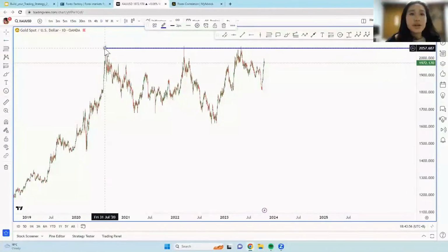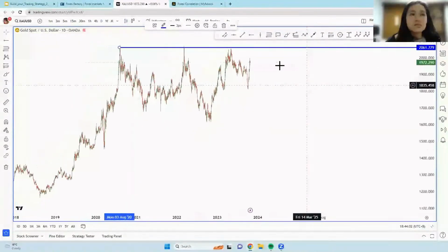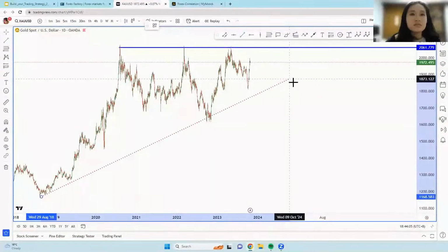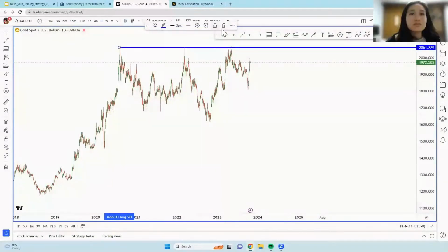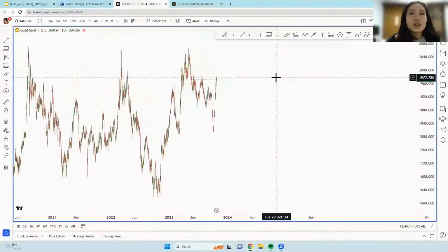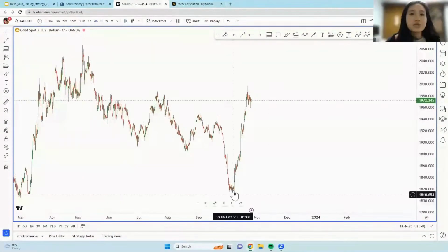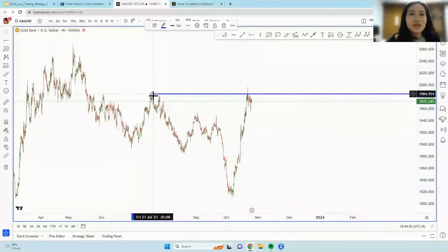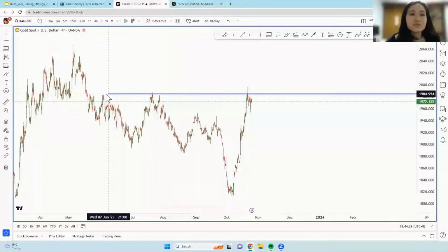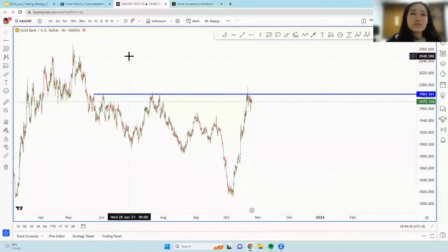Okay, on our daily time frame, we have this multiple swing high here. Okay, we also have this ascending trend line. And you can see prices are pretty bullish over here on our daily time frame. Now on our 4-hour time frame, you can also see prices are really bullish. Okay. But there is a resistance level here. That price is currently testing.